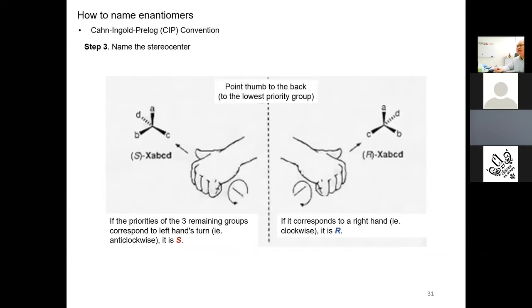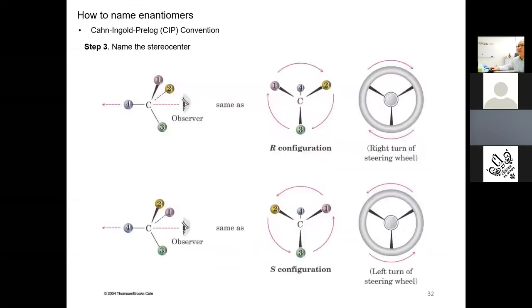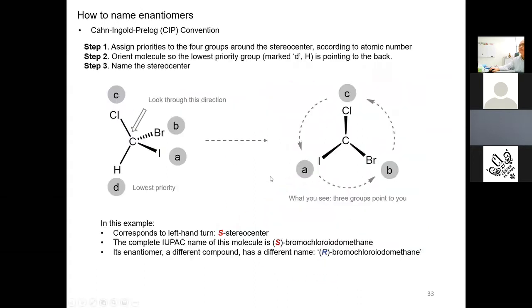Another way to represent this is that you put the smallest group in the back, then if 1, 2, 3 is clockwise, it's R. If 1, 2, 3 is counterclockwise, then it's S. So that's very easy, the basic rules for the CIP convention, and this is really the foundation of all the stereochemistry we're going to learn through the rest of the semester.